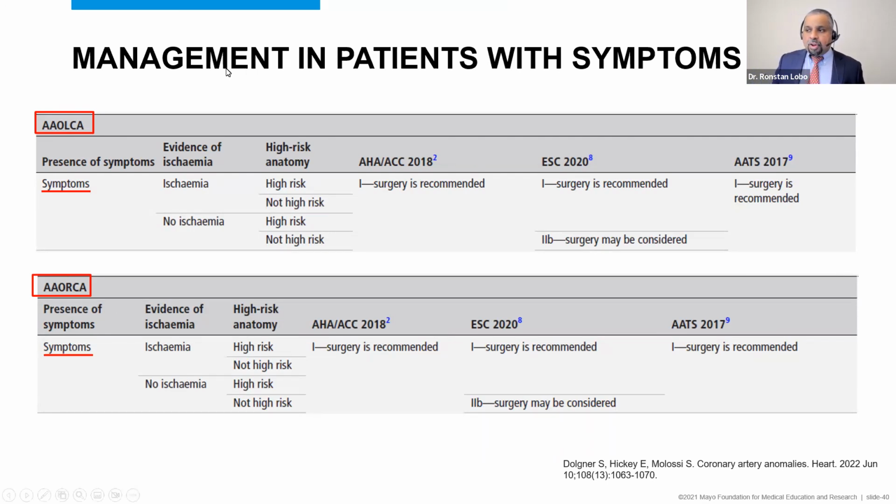Now, I'm going to talk here about management of patients with symptoms. You can see here that symptoms play a big role, as I mentioned earlier, because if you have symptoms, it is pretty clear. For AAOCA-LCA or AAOCA-RCA, the recommendation is for surgery, regardless of whether there's evidence of ischemia or whether there's a high-risk lesion. The Europeans, however, did carve out a small caveat here, in patients with no ischemia and no high-risk anatomy, where they say surgery may be considered, but it's not a full class 1 recommendation.